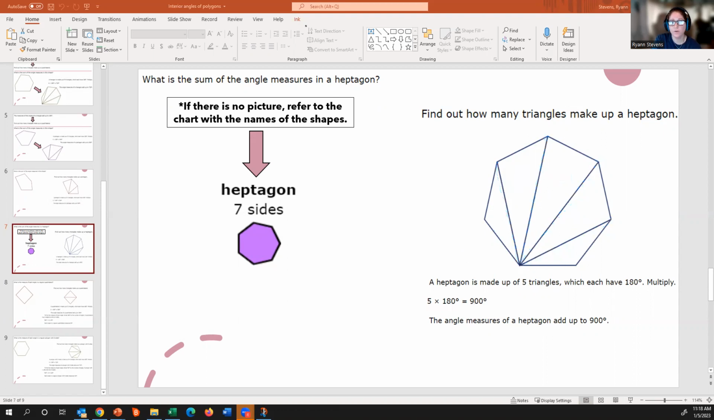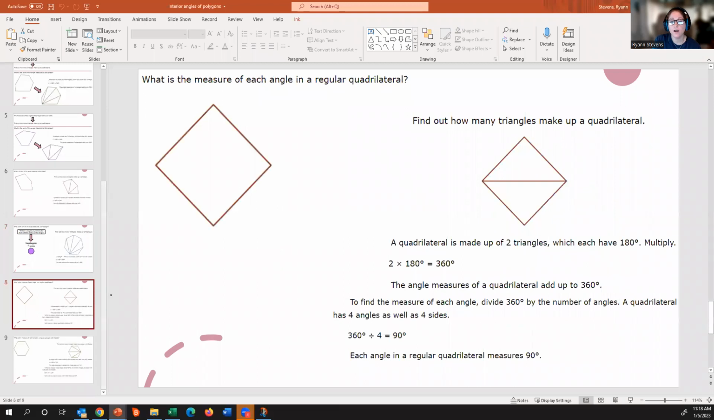Now we're going to look at a couple examples that are not similar to what we've been looking at, okay? So this is going to say, and this is where it's important, make sure to read the question carefully. What is the measure of each angle in a regular quadrilateral? Okay, so quadrilateral is going to have 4 sides, 1, 2, 3, 4. We know that this is 4 sides, but now we're not looking at the sum of the angles, we're looking at each angle, okay?